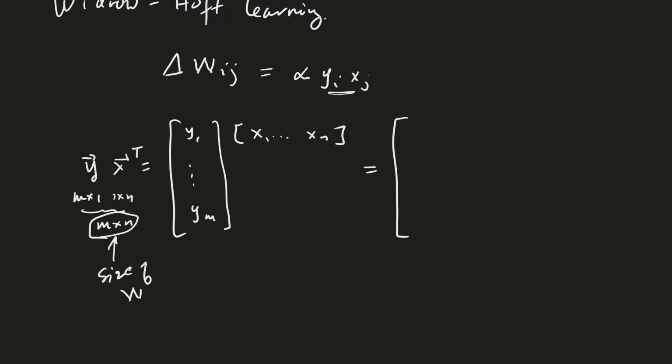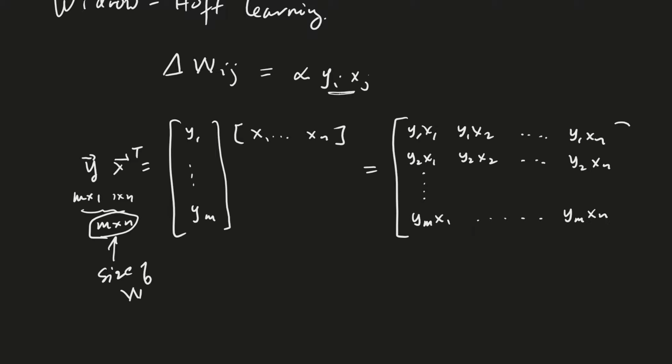And so if I look at all the entries here, this is going to be y1 x1, y1 x2, and so on up to y1 times xn, and then y2 times x1, y2 times x2, y2 times xn, and so on down to ym times x1. Okay, you're seeing the pattern, I hope. Good. And so now these are exactly matching up with the weights wij.